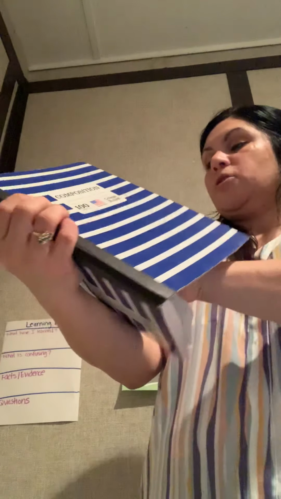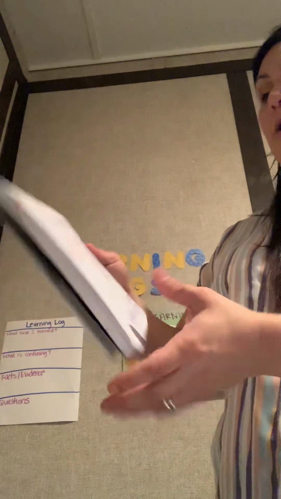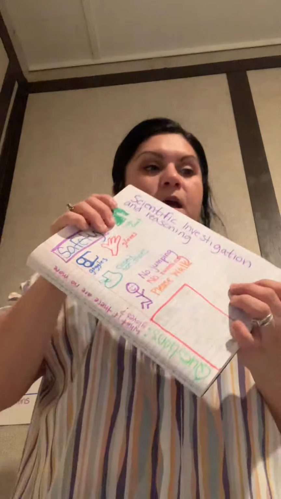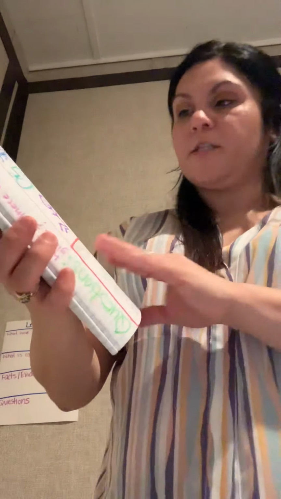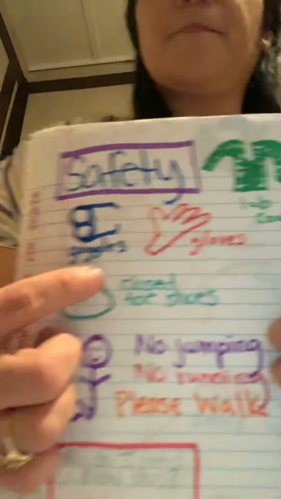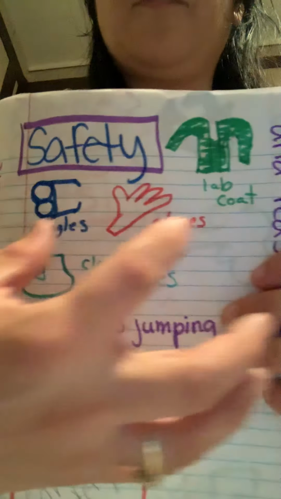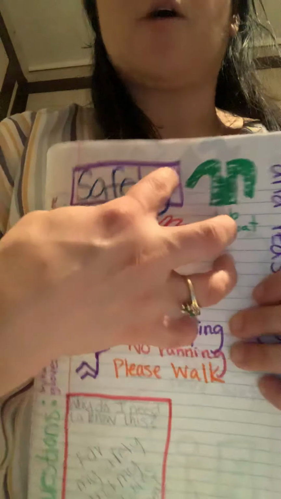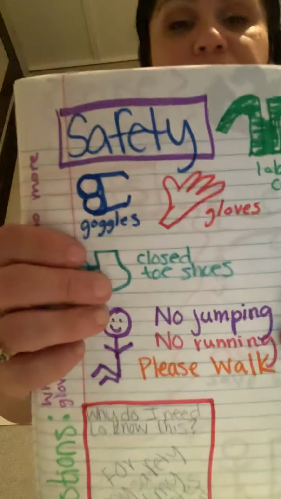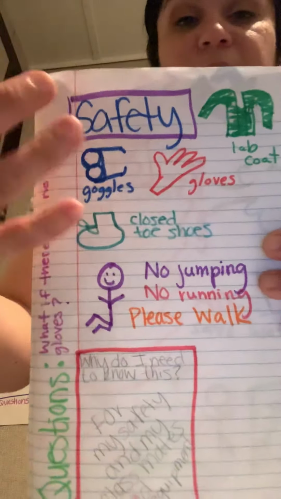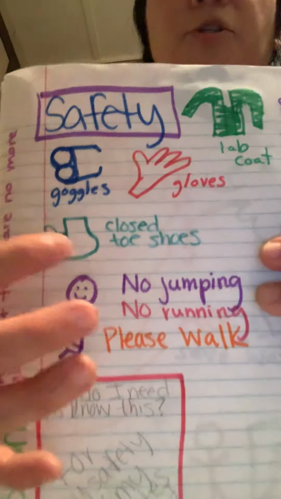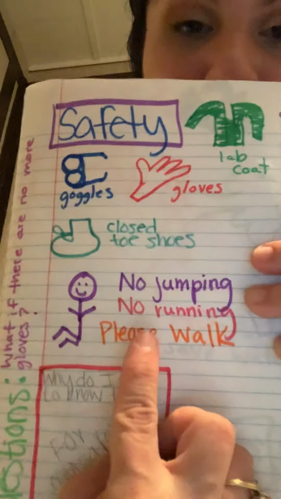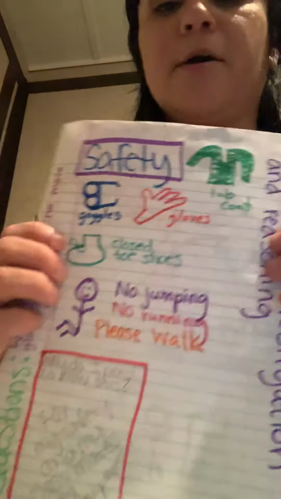All right, so let me just show you a few pages of a learning log. This is something I created. So on the side we have scientific investigation and reasoning. So that was the first number on there on the table of contents. And we have pictures, words. So the student is reflecting what they've learned in picture form and words. We have safety. So you can tell just by looking that they understand some of the steps here of safety in a lab. We have goggles, tennis shoes. This here says, sorry it's backwards, but no jumping, no running, please walk, a lab coat.